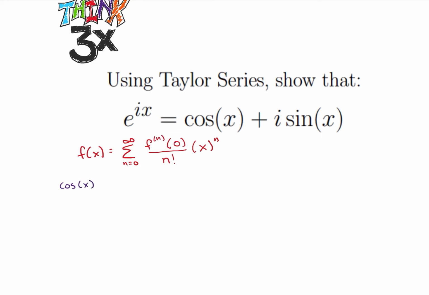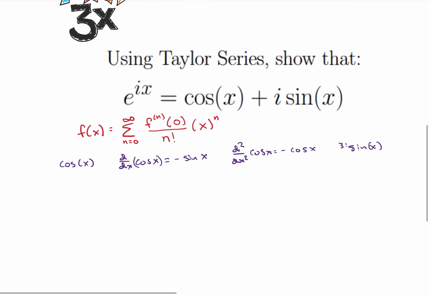If I take the derivative of cosine of x, I'm going to get negative sine of x. If I go to the next, d squared of cosine of x, I'm going to get negative cosine of x. Then the third derivative, and I'm going to start abbreviating here, is sine of x. And then I'm going to be in a loop. The fourth derivative is going to be cosine, then sine, cosine, and I'll be going through this routine again.